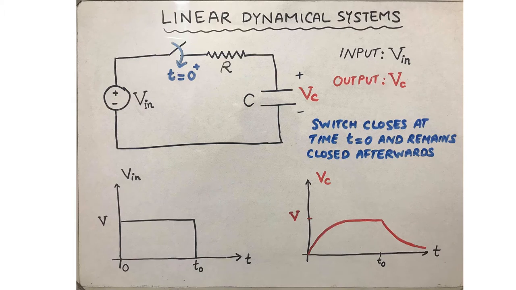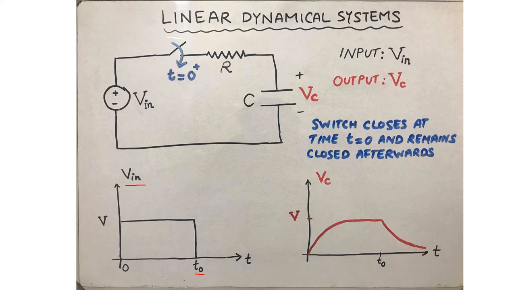So after discussing the property of homogeneity, let us move on to the next important property of the linear dynamical system, and that is the property of superposition. To understand this property, let us consider the same RC circuit, and this time the input is not a step input which remains steady at V volt, rather the input drops to 0 after a certain time t0. The input in this case represents a pulse of a short duration.